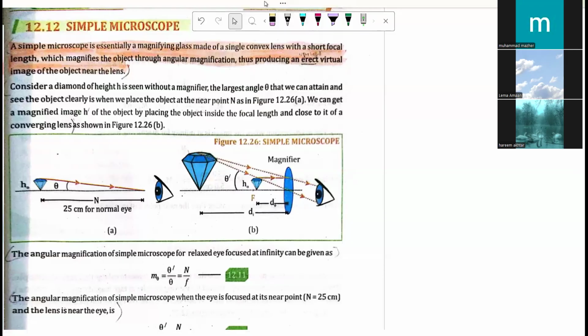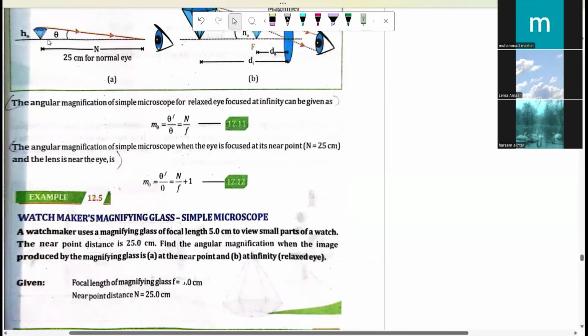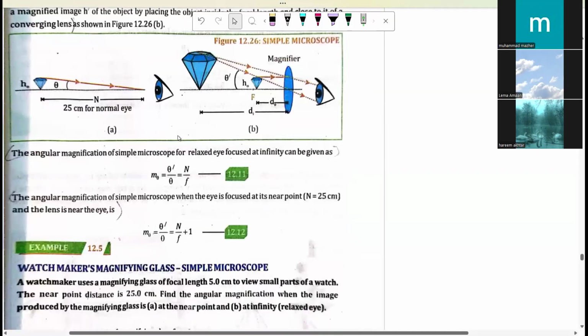In a simple microscope, we basically have a simple convex lens, and we place the object inside the focal length to get the image. Here we can also use the distance of image over distance of object, as you could see here as well. I have given it here.